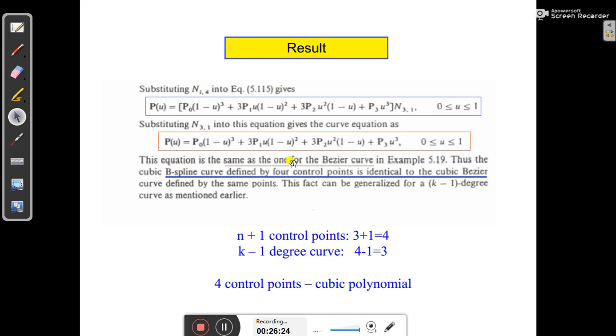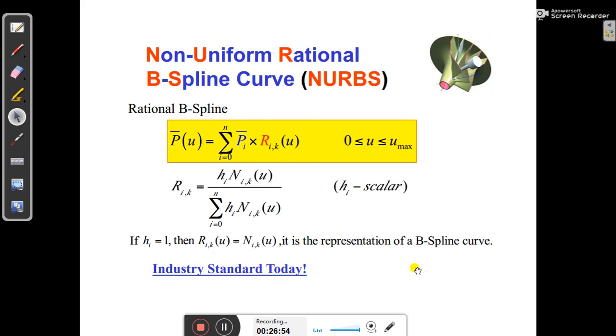This equation is the same as the one for the Bezier curve in example 5.19. Thus the cubic B-spline curve defined by 4 control points is identical to the cubic Bezier curve defined by the same points. This fact can be generalized for a k-1 degree curve as mentioned earlier. So n plus 1 control points, 3 plus 1 equal to 4, and degree of the curve is 4 minus 1, 3. So 4 control points and cubic polynomial, which is the same as a Bezier curve.